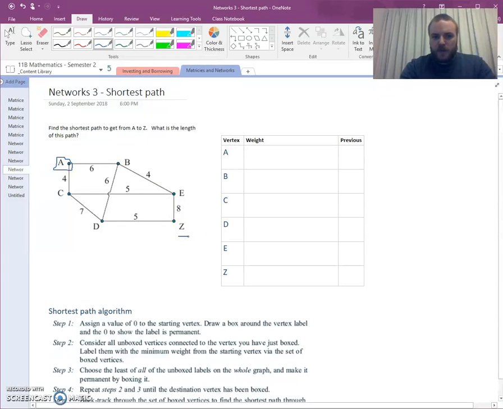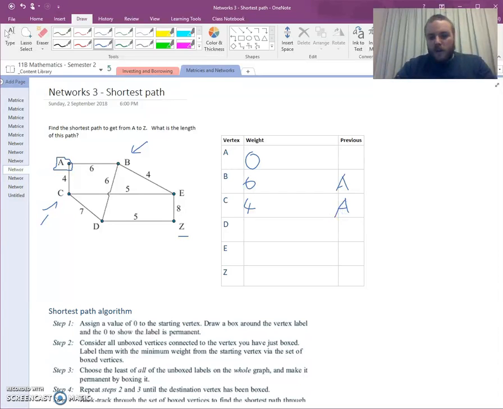So the first thing we do is we assign vertex A a weight of 0 because we're already there. Then we look at everywhere we could go from vertex A. So we've got either the option of going to vertex B or to vertex C. And we put the weights onto there. To go from A to B is a weight of 6. To go from A to C is a weight of 4. And from B, we've just come from vertex A, just like with C, we've come from vertex A.